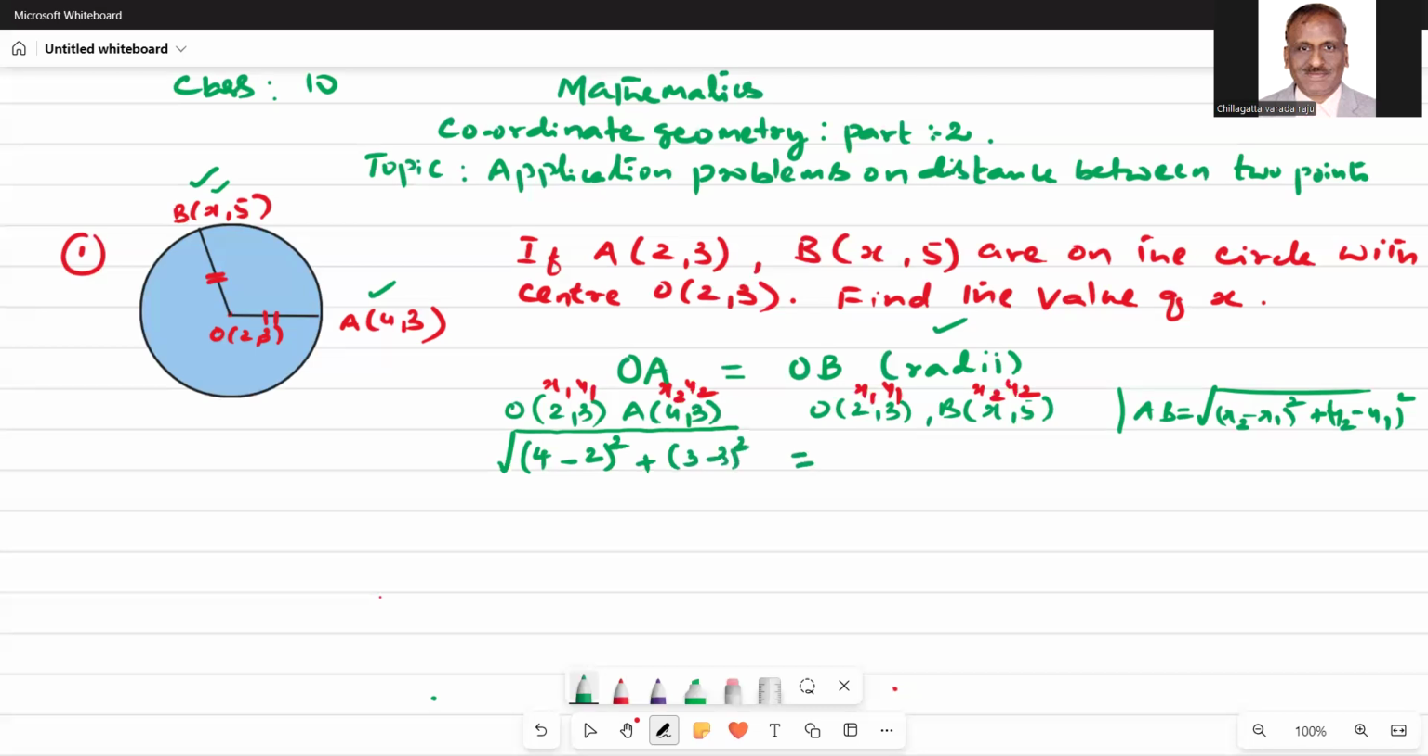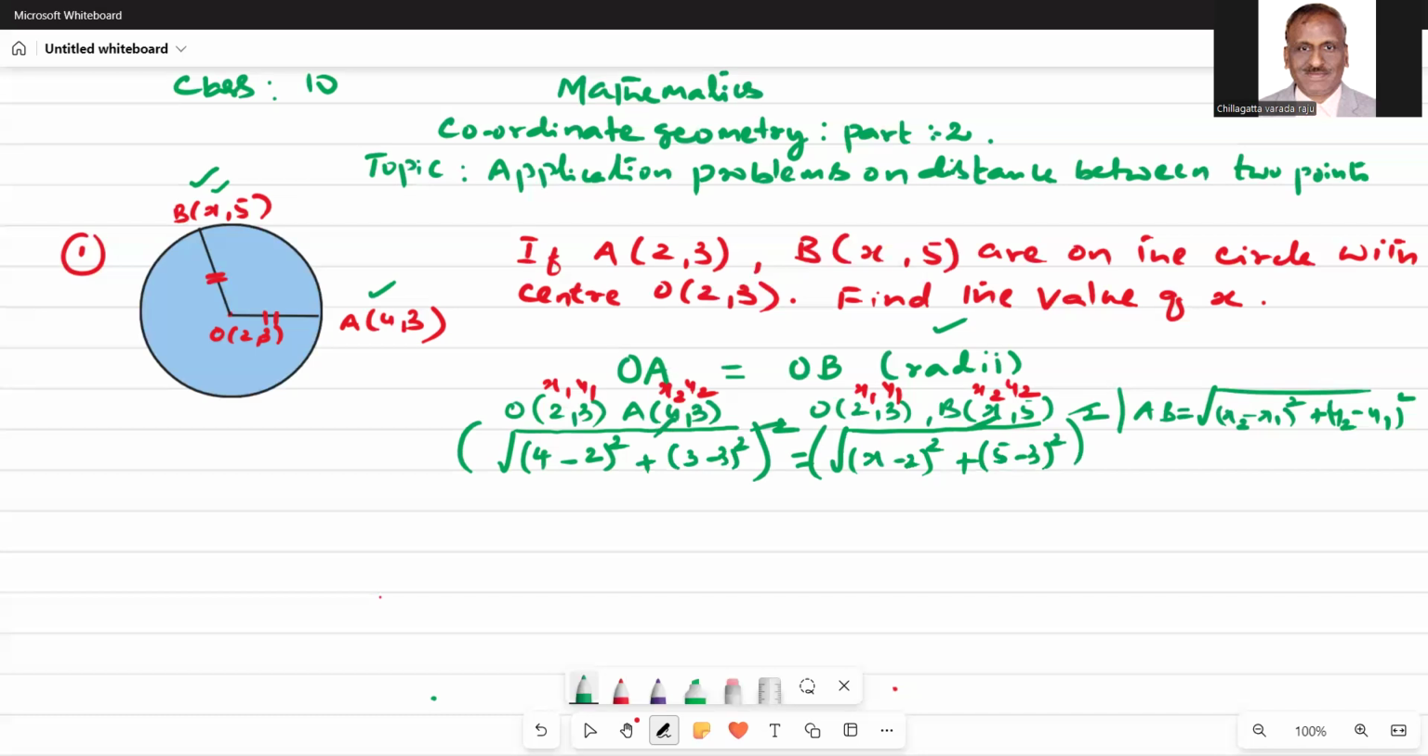At the same time, substitute on the RHS also. So what is x2 minus x1 here? (x minus 2) whole square. The x2 is x only here. (x minus 2) whole square plus y2 minus y1, (5 minus 3) whole square. Because the square root is there, shall we do squaring on both sides? If you square both sides, square and root will cancel, so there is no need to write the root once again.